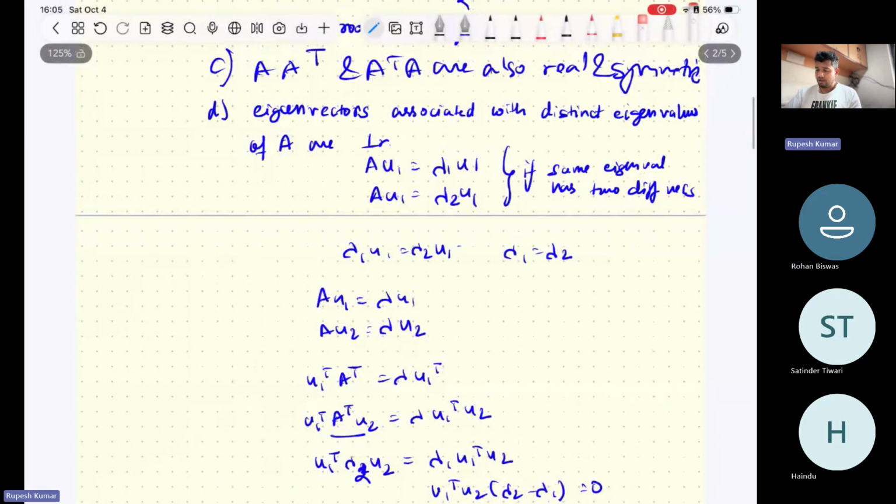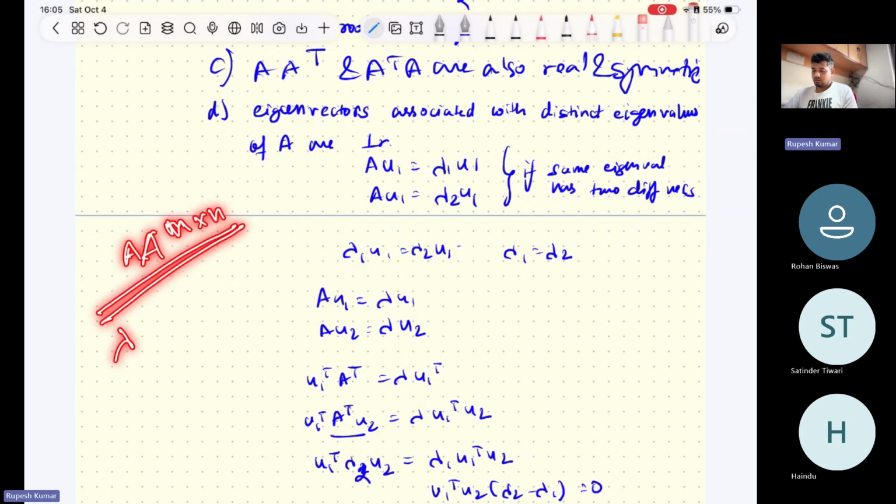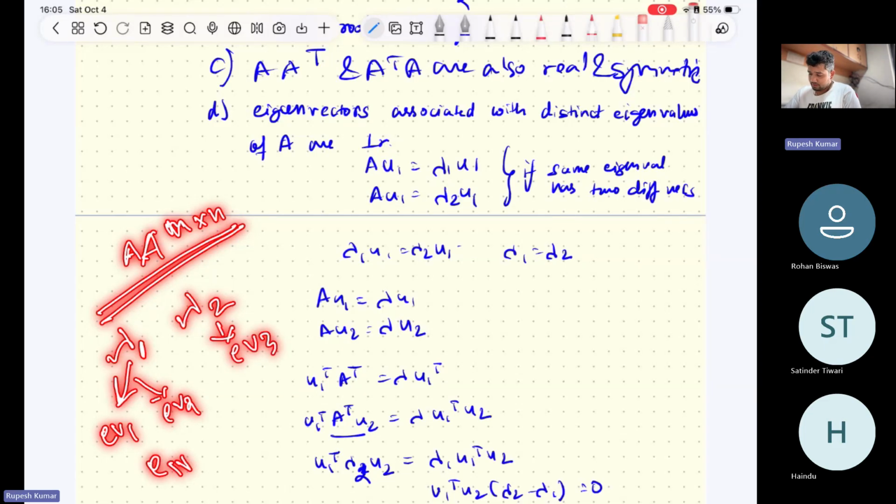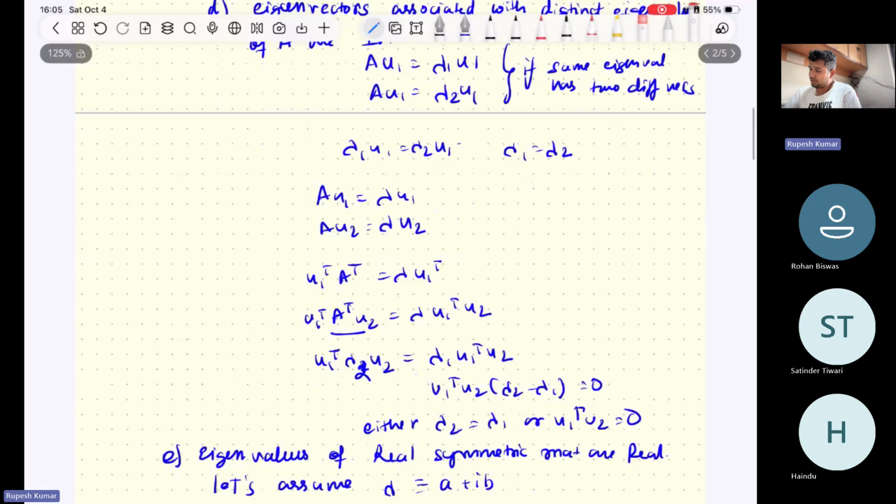So let's say you have a real symmetric matrix A, n cross n. What I'm saying is, let's say you have eigenvalue lambda 1 and eigenvalue lambda 2, where lambda 1 has eigenvectors ev1 and ev2, and lambda 2 has ev3. Then ev1 and ev2 will be orthogonal, perpendicular, to ev3. This is what this is claiming, and this is how you prove it. Do you have any doubts on this? This has been covered in the class, I guess.